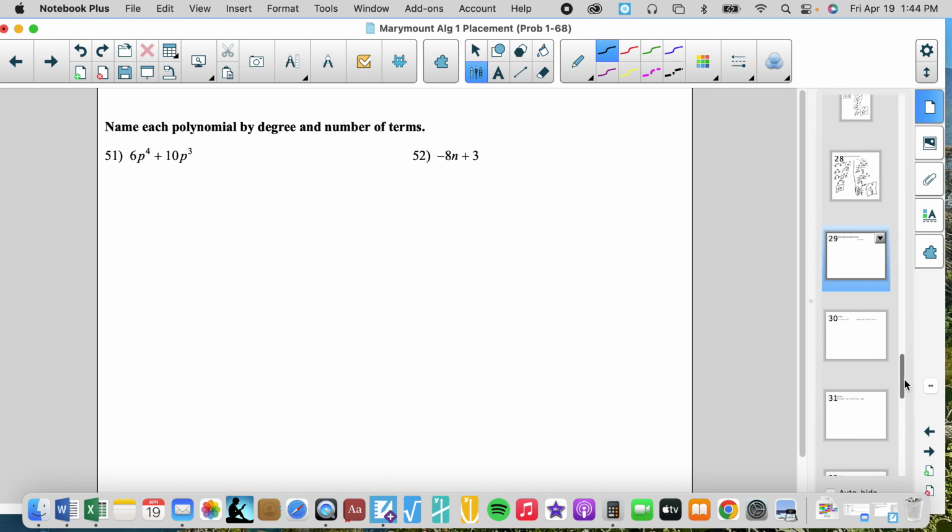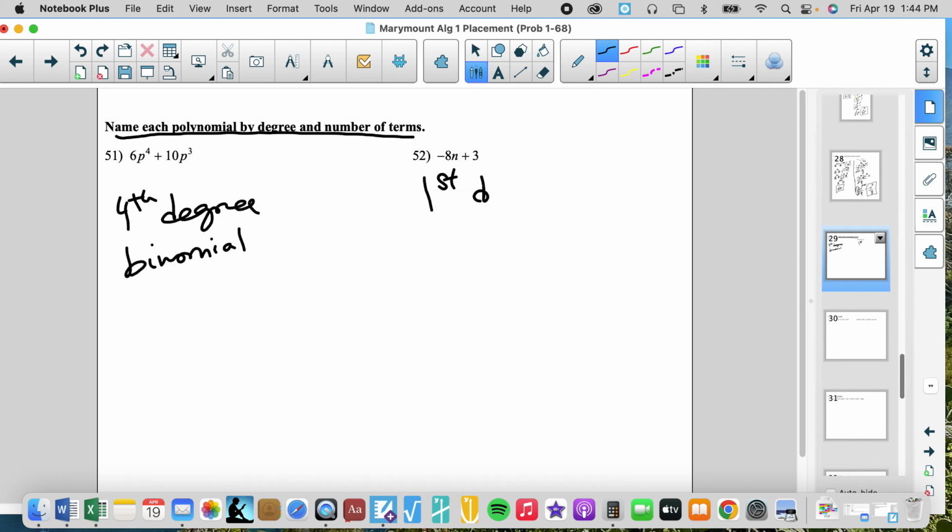Name each polynomial. Remember I said we'll never need to know that. Well, Marymount wants to know it by degree and number of terms. So this is a 4th degree binomial. Since there are 2 terms, we can get specific. This is a 1st degree binomial.